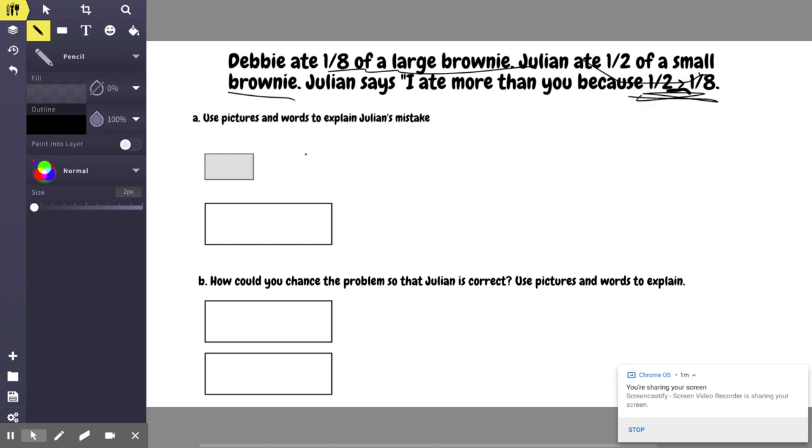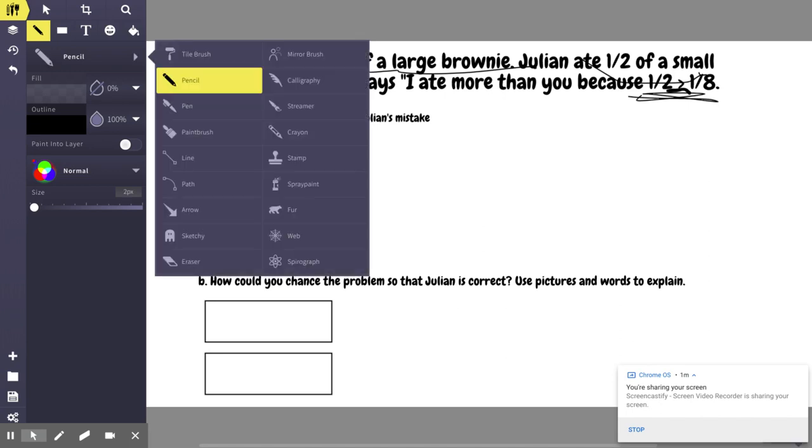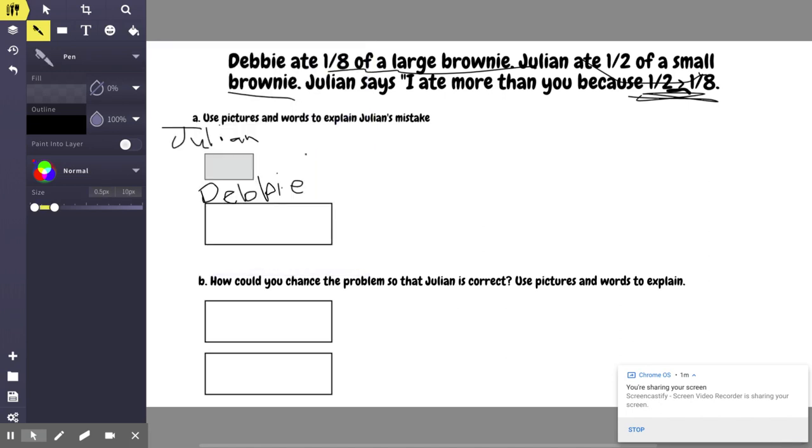So let's try to now split up these brownies the way that it was split up in the problem. This small one, it says Julian ate a small brownie. And then Debbie ate a large brownie. So this is Debbie's. All right. And let's just change the size of the pen a little bit so it's a little bit neater. And Julian ate 1/2 of his, so cut that in half.